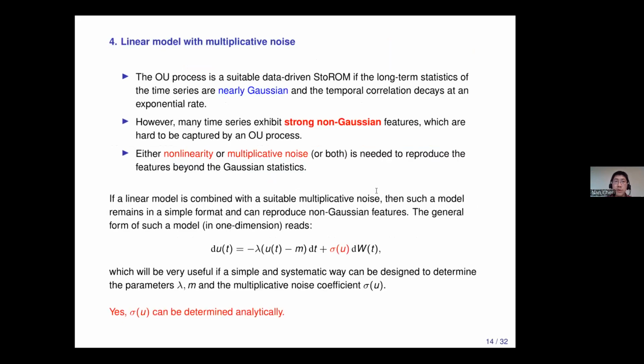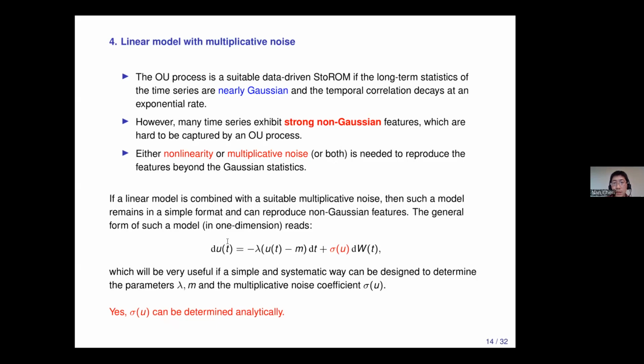So of course, the Ornstein-Uhlenbeck process is the simplest possible equation, and it is a good way to approximate the original complicated PDE if your statistics are nearly Gaussian. But in many cases, we can see time series with a lot of extreme events with strong nonlinearity. So what should we do? What we can do is we either introduce nonlinearity or multiplicative noise, or sometimes we need both to help us. So there are, again, many ways to build stochastic models with non-Gaussian features.